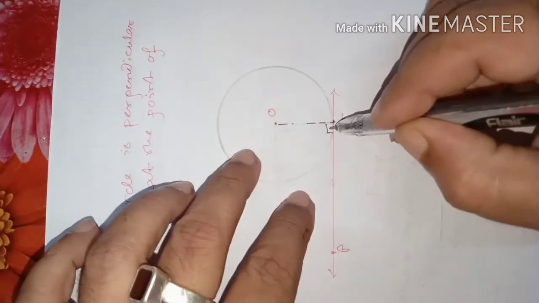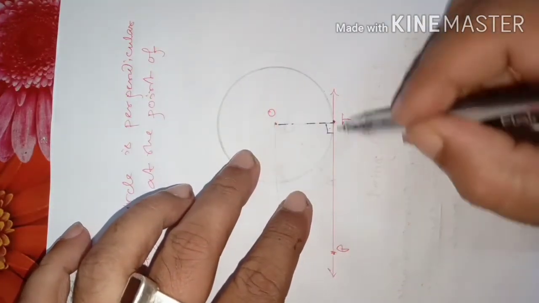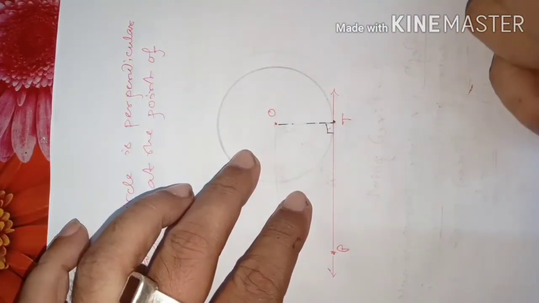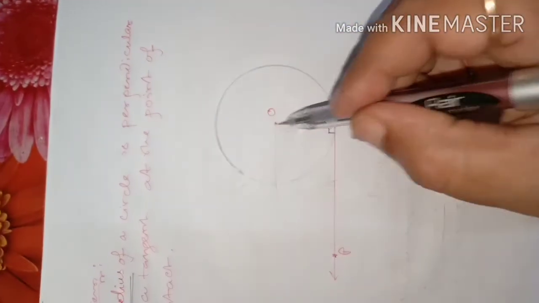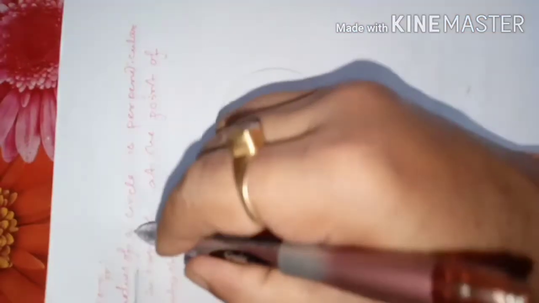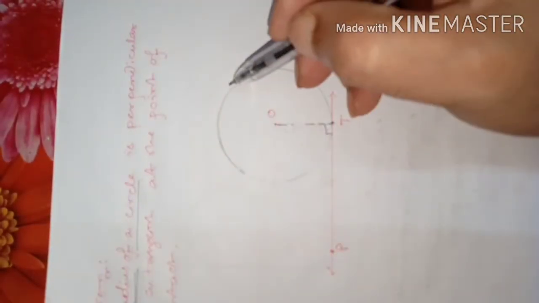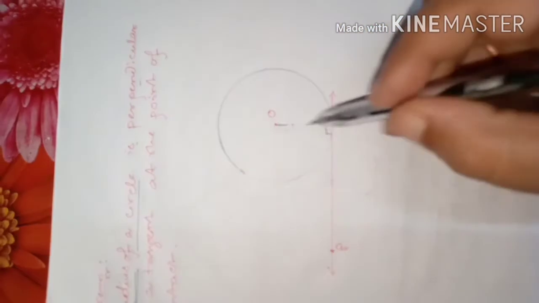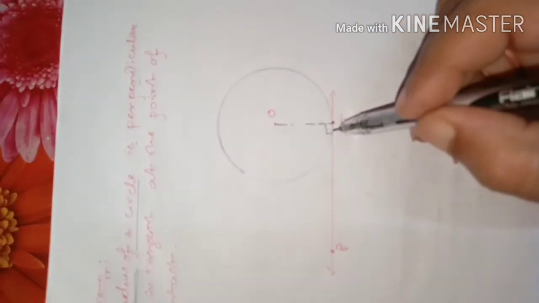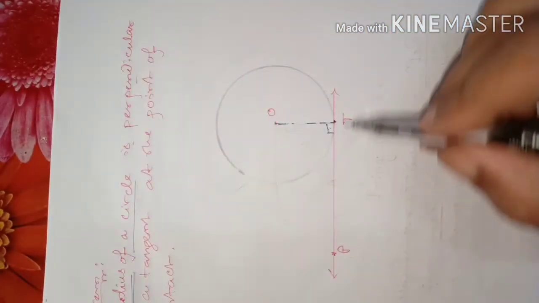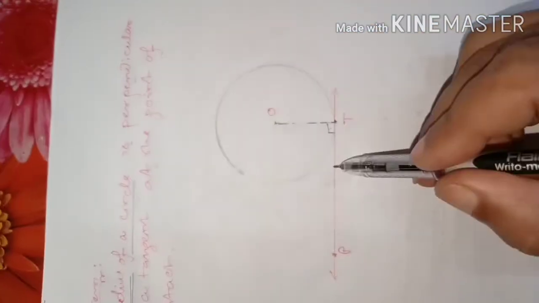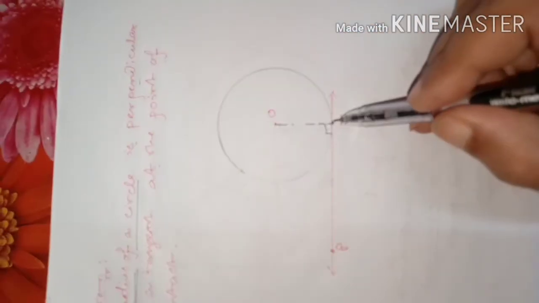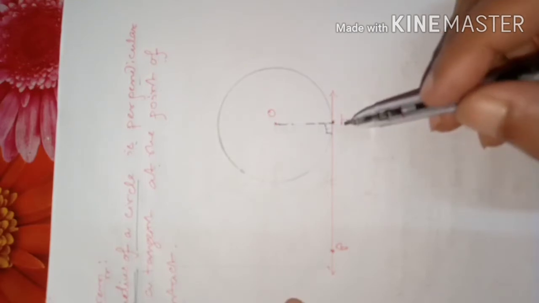So that means we have to show that this angle is 90 degrees. Angle PTO, this angle you have to show as 90 degree angle. So this is our purpose here. What it says, radius, this is the radius of this circle, is perpendicular, is making 90 degree angle to this tangent at the point of contact, means at this point, not anywhere. At this point of contact, it makes 90 degree angle here.